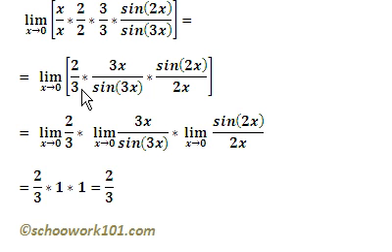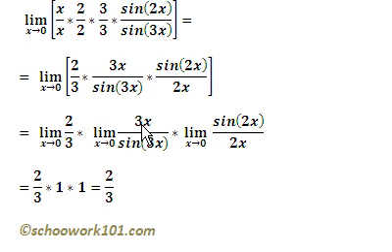Okay, so by the properties of limits, we can break this up into 3 separate limits. So we've got the limit of 2/3 as x approaches 0 times the limit of 3x over sine of 3x, as x approaches 0, I should say, and the limit of sine 2x over 2x, x approaches 0. Now the limit of a constant is just the constant times this 1.